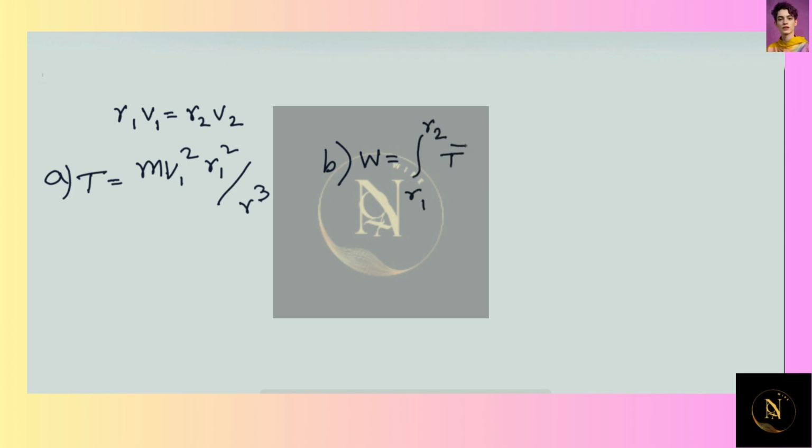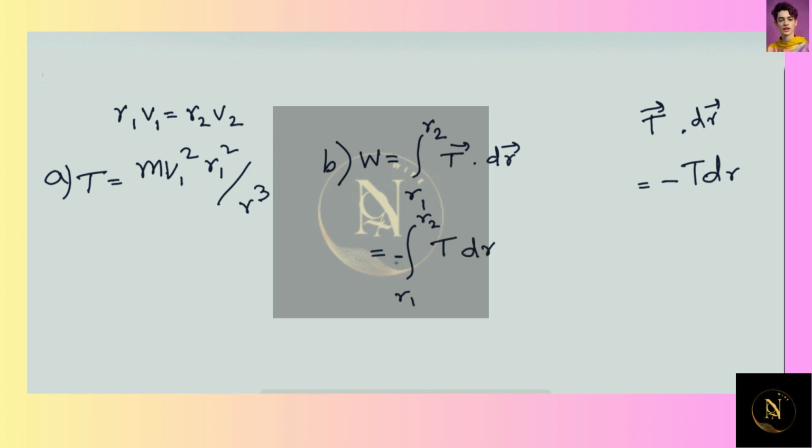In part B, we need to find out the work done from this following integration. So this is T vector dot dr vector. Since we know that the tension vector T and dr vector are always antiparallel, the dot product of them will give us a negative sign, and then this becomes a scalar. So if we substitute this value over here, we see that it's negative integral from r1 to r2 of T dr.